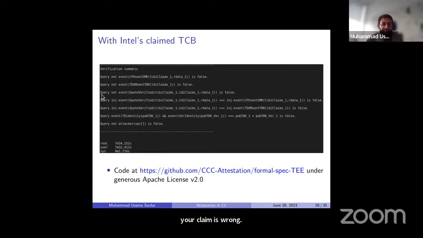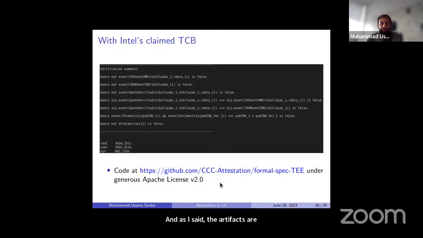And then Intel had no arguments here, because with Intel's claim TCB, this is the integrity property, which is for two sets of claims, this R data field, which is one of the fields, and TCBI claims. This property is another integrity property for TDI claims, and this is the authentication property. All of them are false, and these events are actually reachable. And finally, the confidentiality property is also broken here in the case of Intel's claim TCB. And as I said, the artifacts are available here.